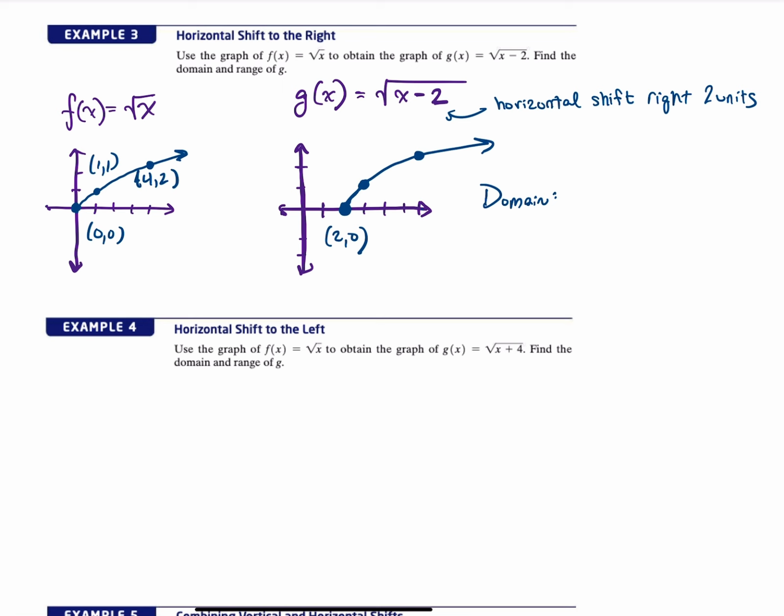So the domain here for root x starts at 0 and goes to positive infinity. It's nice to have the graph here so we can visualize. If it's been shifted to the right, it's going to shift the domain over 2 units as well. So it will start at positive 2 and go on to positive infinity. And then the range has remained unchanged because we haven't shifted up or down. So range is from 0 to infinity. So domain and range.